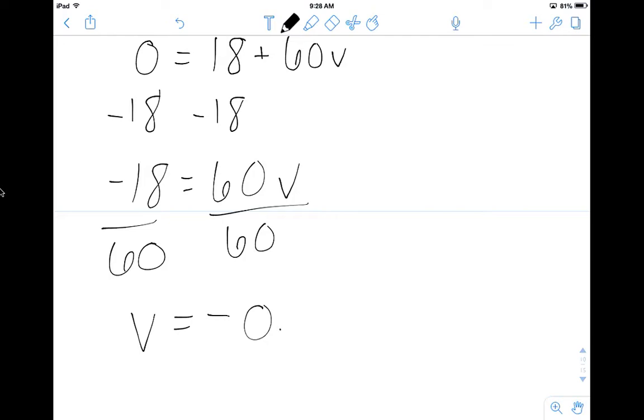Dang, you already knew. You already had that in there. Negative 0.3 exactly? Is it really? Yeah. Huh, it really is. I guess so.